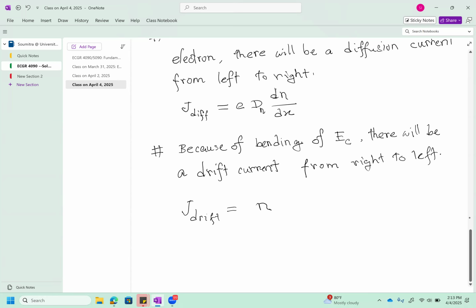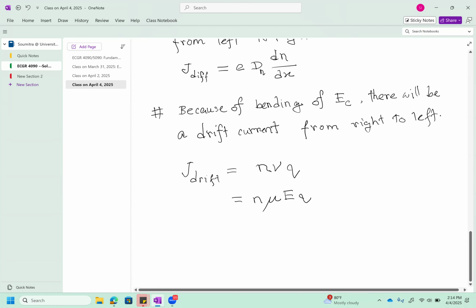And you can write J drift is equal to the number concentration of electron, the velocity of electron, and the charge of electron. And the velocity of electron can be written as the mobility multiplied by the electric field, multiplied by the charge of electron.